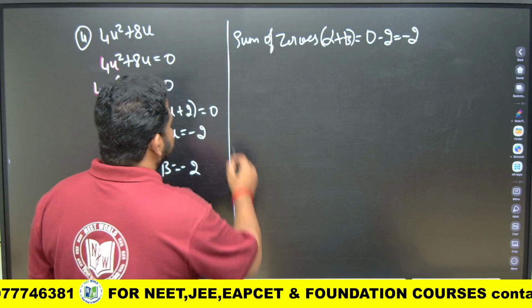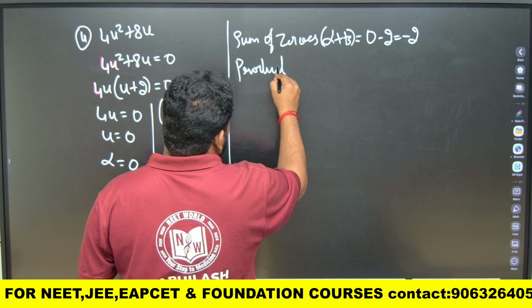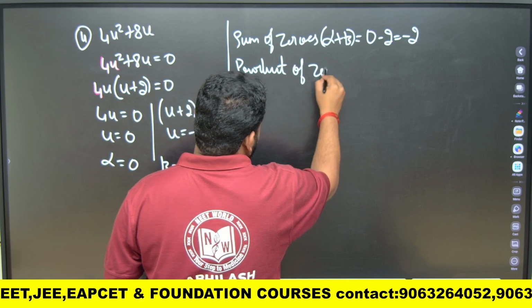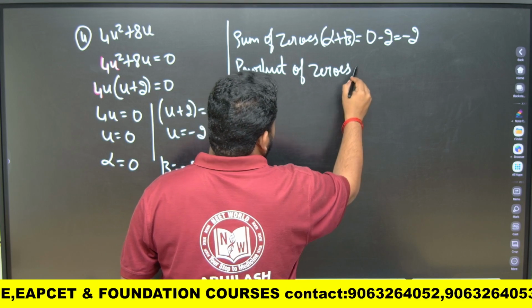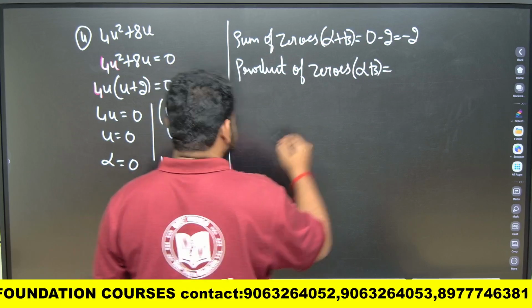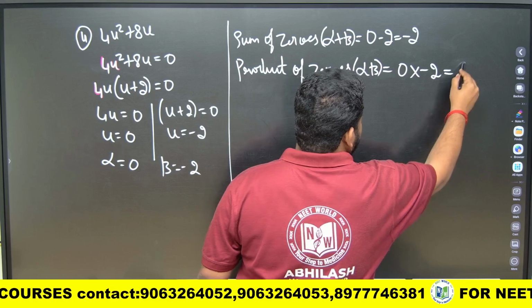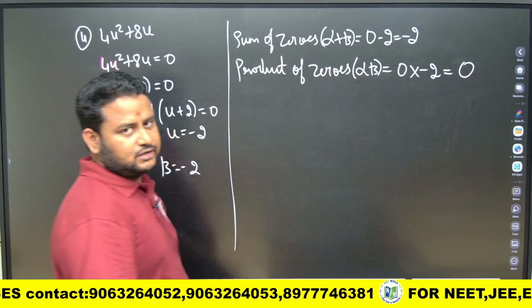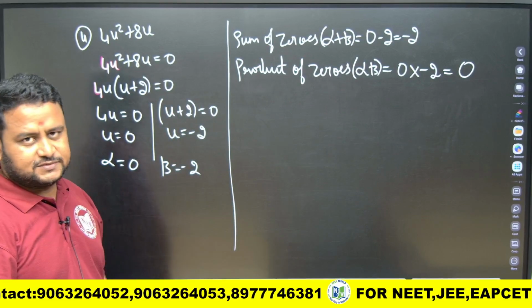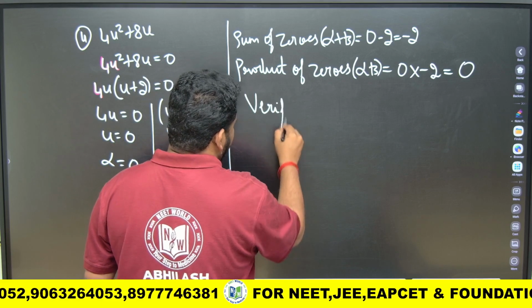Now product of the zeros. Product of zeros is alpha into beta. Alpha is 0, beta is minus 2. 0 into minus 2 is 0, since 0 into anything is 0. That is what we got. So sum of the zeros and product of zeros we got. Now we have to do verification.